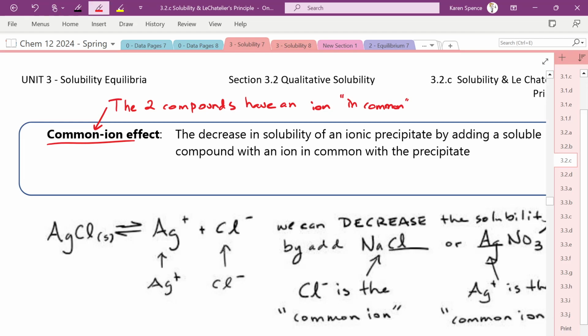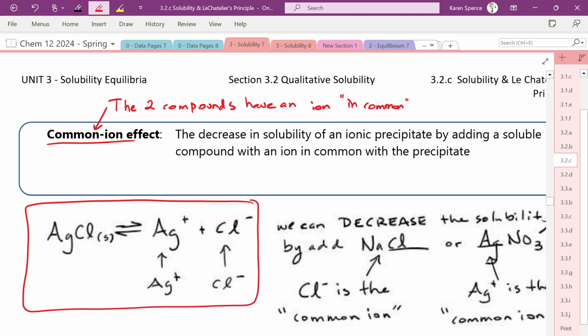So if we are interested in AgCl, now to be honest, the common ion effect is nothing new. It's exactly what we've been doing. We've just given it a name. Okay? And that's because out in the chemistry world, when you add an ion that is in common, it's called the common ion effect, and the common ion effect decreases solubility.